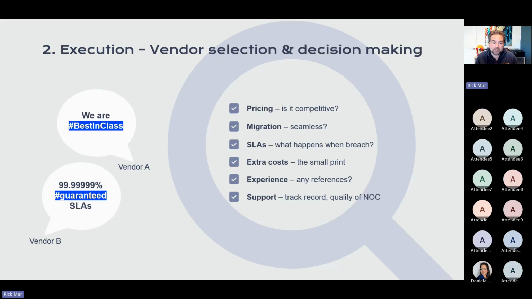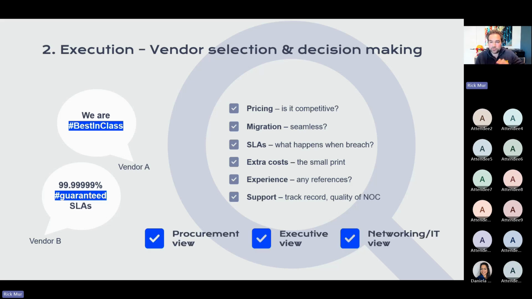But the biggest important part and key takeaway here is that different teams in your company will have different views or different priorities about this. For example, for procurement, the pricing and SLAs will be on the top of their list in terms of priorities. For the executives, it will be everything encompassing, but they just want to make sure that all of the teams are in a happy place so that everything works and they don't spend too much money.